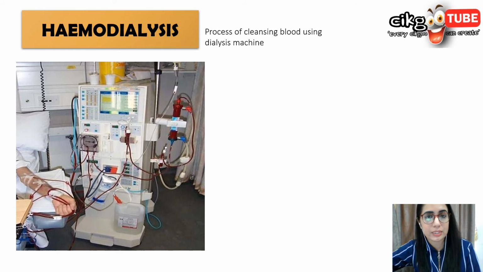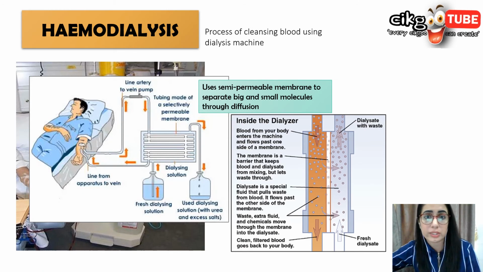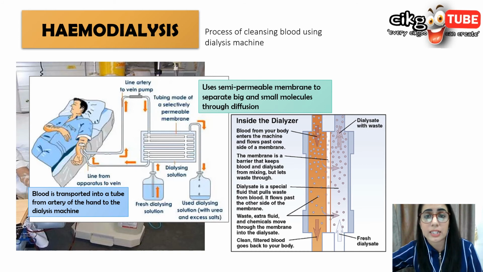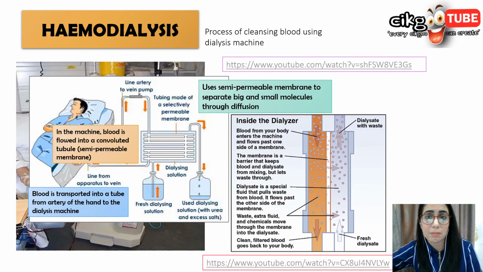Okay, now let's look into hemodialysis. Hemodialysis is a process of cleansing blood through the dialysis machine. The dialysis machine uses a semi-permeable membrane, or we call it a dialysis membrane, to separate big molecules from small molecules through diffusion. In hemodialysis, the blood is transported through a tube from the artery of the hand into the dialysis machine. In the machine, the blood flows into the convoluted tube. The wall of the convoluted tube is semi-permeable and will filter out waste substances and restore the normal blood composition before the blood is returned to the body through the vein in the hand.